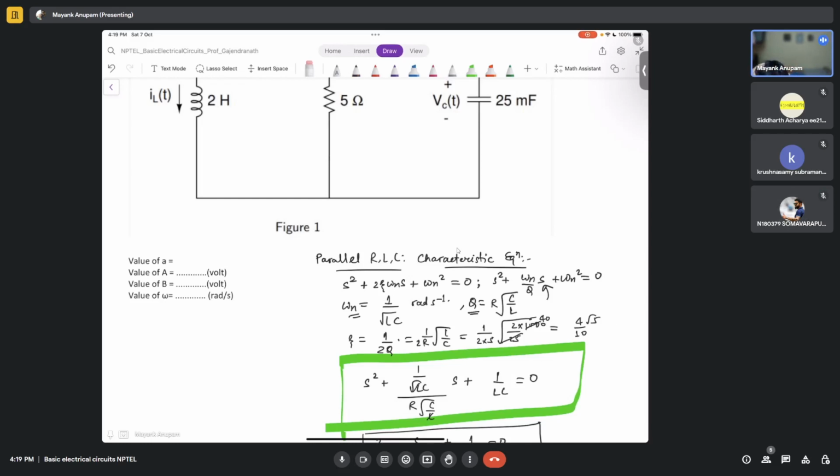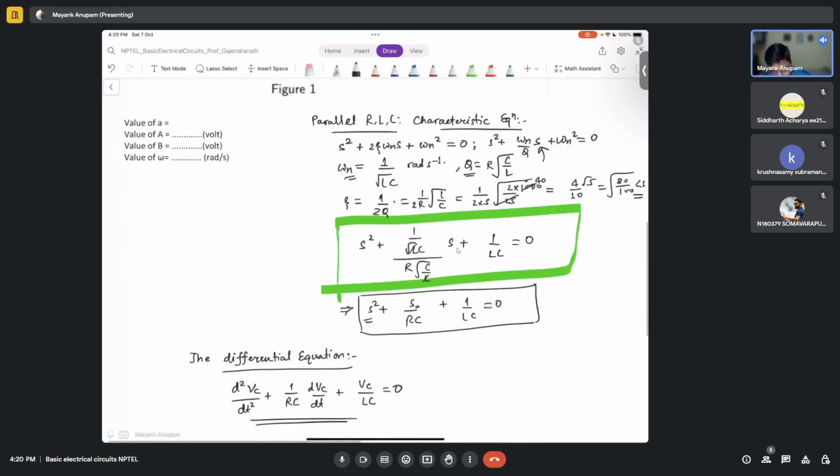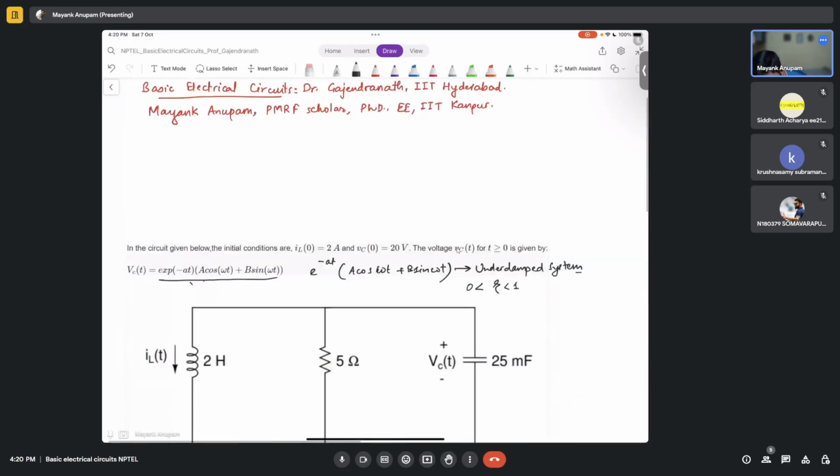I mean, if it is not obvious, just do this. Put everything inside the square root, so it is 16 times 5, which is 80, divided by 100, right? So it is definitely less than 1, correct? Fine, so zeta is less than 1, so that is why we will get this kind of a response for this system.